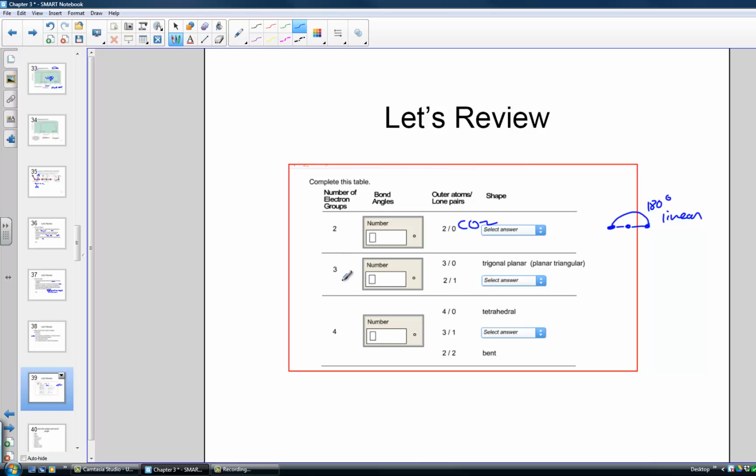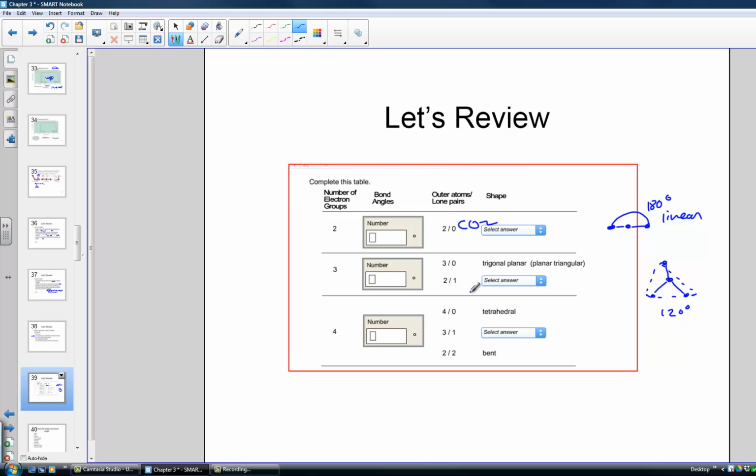In our 3 electron domains, we have 2 different geometries. So if I have all 3 bonded, so around my central atom I have 3 all bonded electrons. This is what we refer to as trigonal planar. See the triangle here? An equilateral triangle. So the bond angle would be exactly 120 degrees.